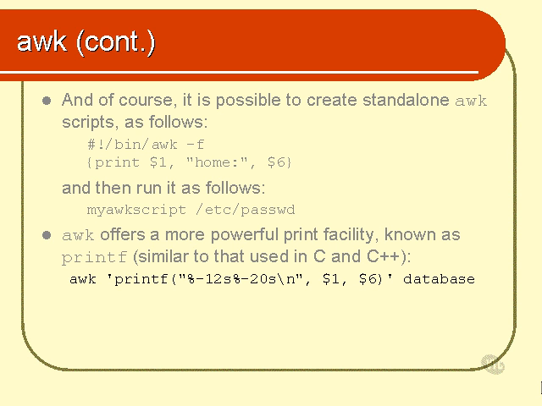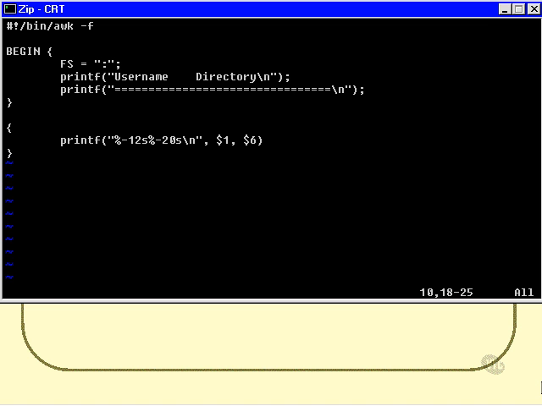I'll just modify that script I just showed you. So here it is, slightly rewritten, that awk script that I showed you just a moment ago. I've put in the %-12s and %-20s, so $1 will be printed in a width of 12 and $6 will be printed in a width of 20. Now, for that to be meaningful, I've actually created little headings here, username and directory. Notice that username is 1, 2, 3, 4, 5, 6, 7, 8, 9, 10, 11, 12 characters wide, and directory is 20 characters wide if you go all the way to there.